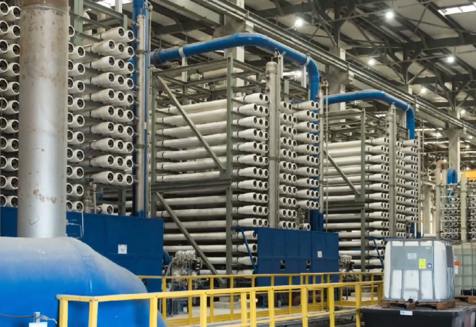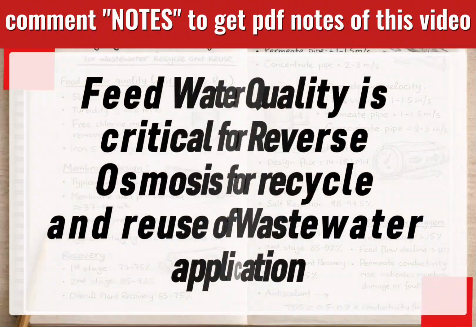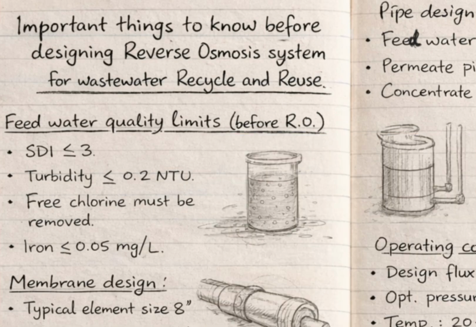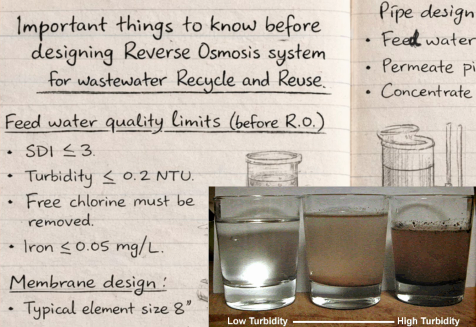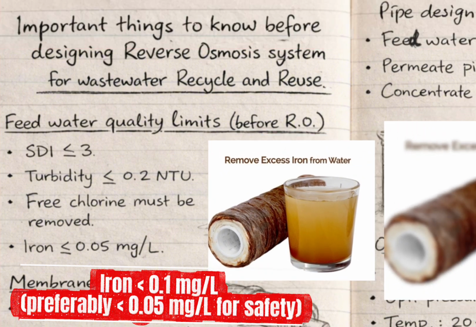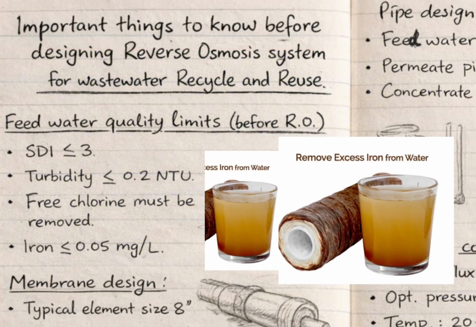The first lesson Dan learned was that feed water quality is critical. SDI must be less than or equal to 3. Turbidity should be below 0.2 NTU. Free chlorine must be completely removed, and iron should be less than 0.05 mg per liter. Otherwise the membrane will quickly get damaged.